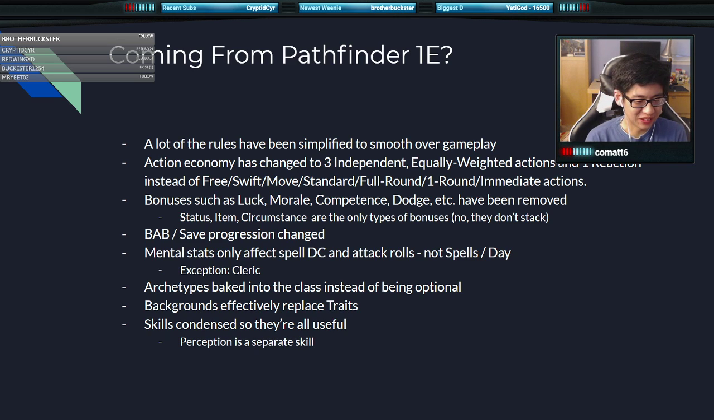So at first level, a first level Alchemist in Pathfinder 2nd Edition, you pick a subclass immediately. So you would either pick the bomber, the mutagenist, or the chirurgeon, and you would get additional bonuses based on that.